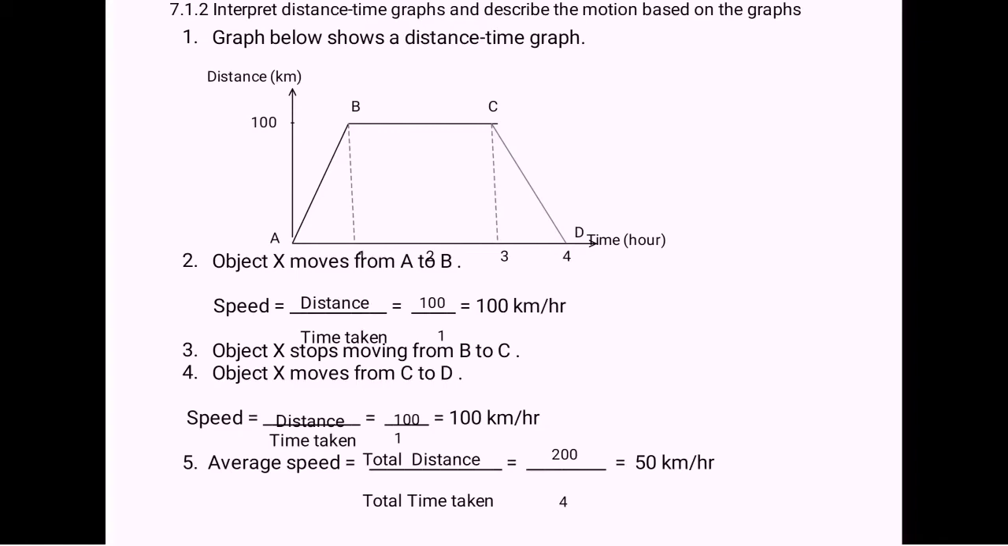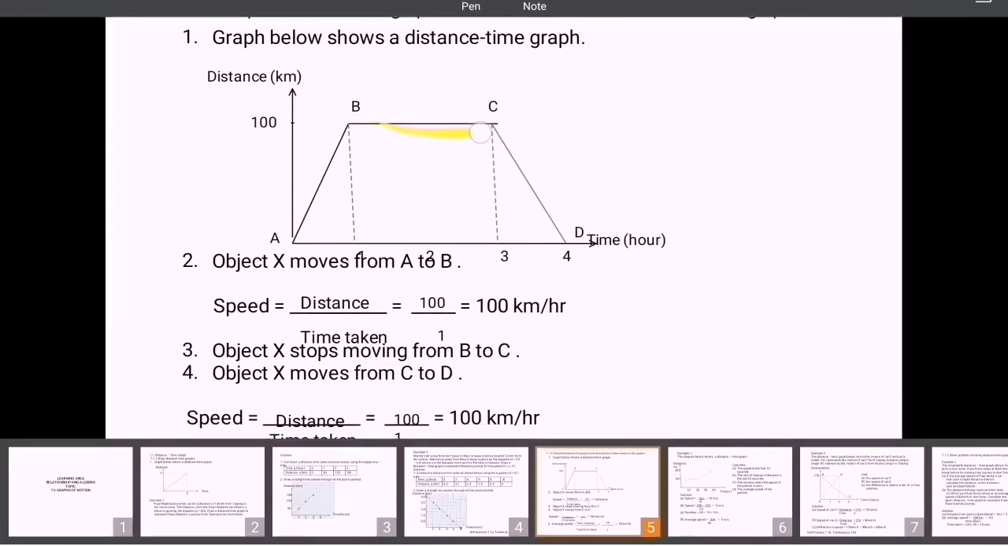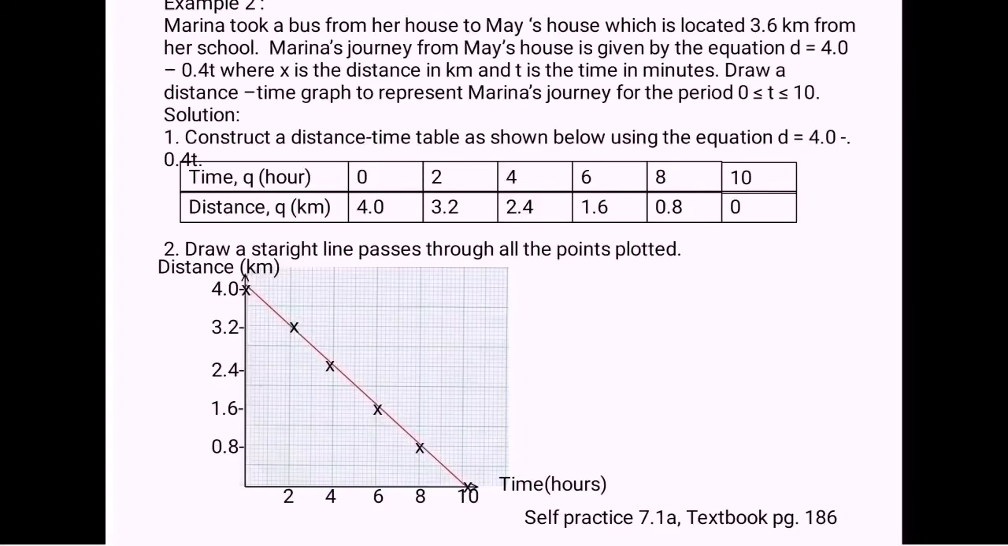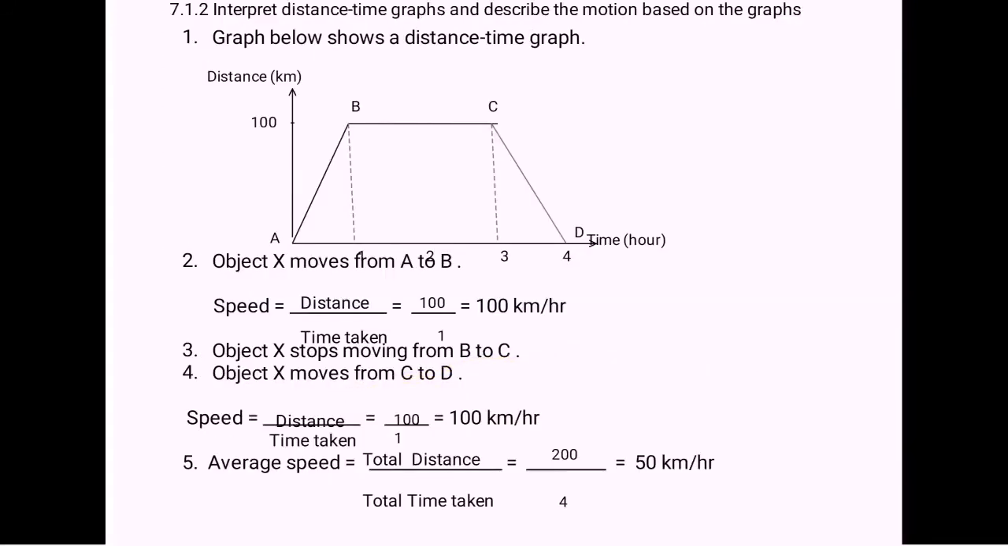See the explanation. Object X moves from A to B. So the speed is distance over time taken. Here, for example, 100 over 1 equals 100 km per hour. Object X stops moving from B to C because there is no increase in distance. Object X moves from C to D. It is also moving. So for speed, we also use distance over time taken. So 100 over 1 equals 100 km per hour.